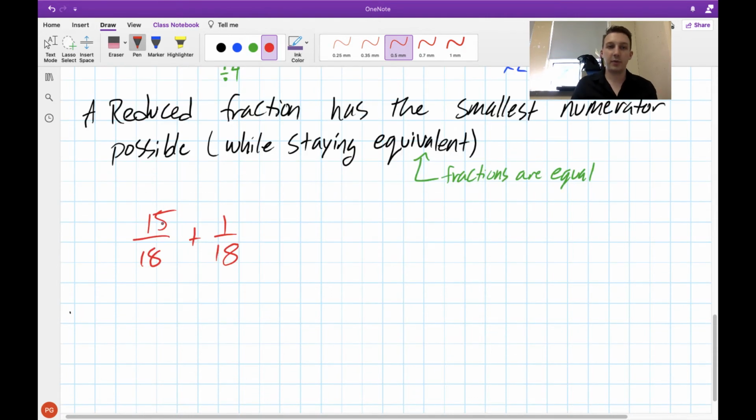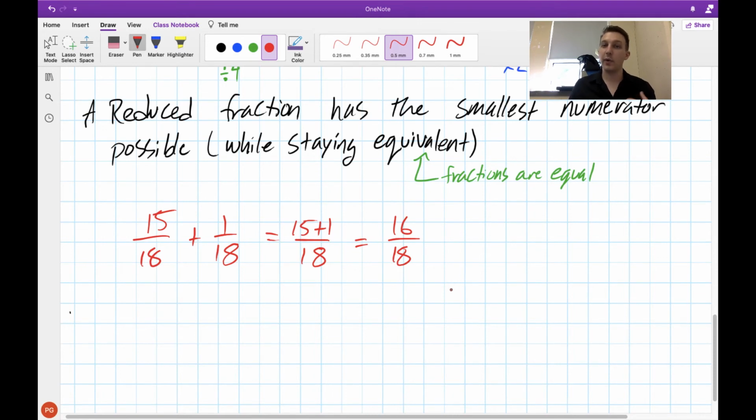So if we had an example like 15 over 18 plus 1 over 18, we remember from the first part, we have the same denominator, so our denominator is going to stay the same, and we're going to add the numerators together. The size of the pieces stays the same, so our denominator stays the same, but the number of pieces is going to increase. We're adding it together, so we would get 16 over 18.